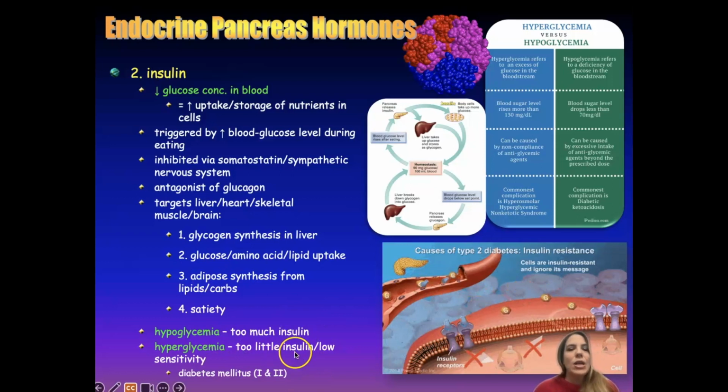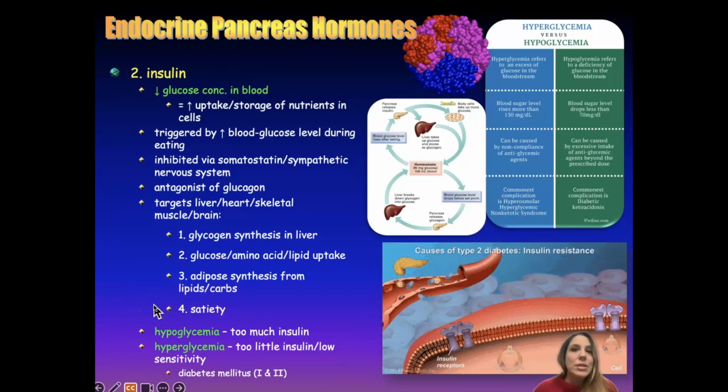Hyperglycemia means that too little insulin is being produced, or maybe it's not being produced at all, or it's being produced, but your cells just aren't sensitive to it. So in cases of hyperglycemia, the glucose level in the blood is too high, your blood sugar is too high, and that can lead to a condition called diabetes mellitus. And there's type 1 and type 2, as you probably have heard before.